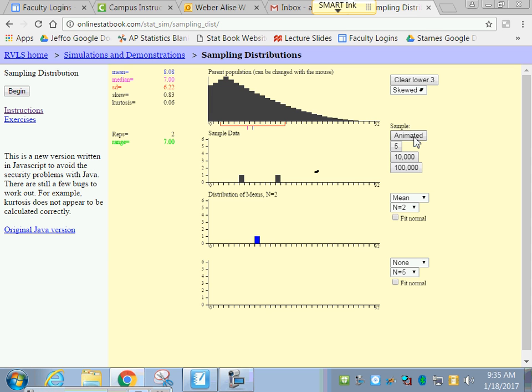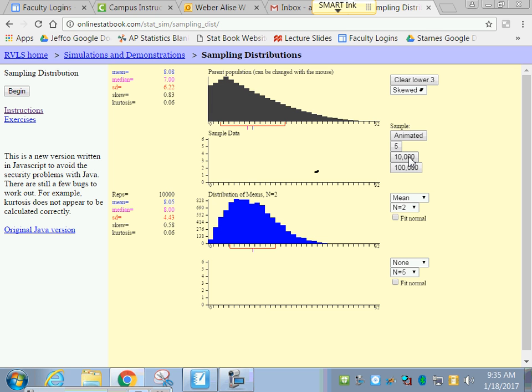Clear lower 3. Okay. So if we take a sample of size 2, what happens? What kind of distribution do we have for the sampling distribution of the means? It's still skewed.